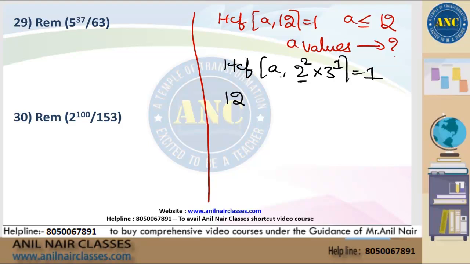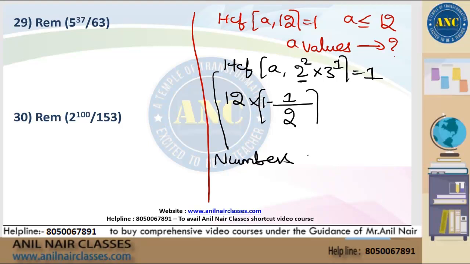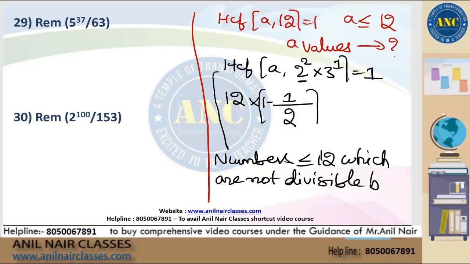But we require HCF as 1. That means out of two numbers, one number is divisible by 2, one number is not divisible by 2. We require a number which is not divisible, because if a is divisible by 2, and 12 is divisible by 2, HCF cannot be 1. That means we need numbers less than or equivalent to 12 which are not divisible by 2 and 3. I hope it is clear. Which are not divisible by 2 and 3.